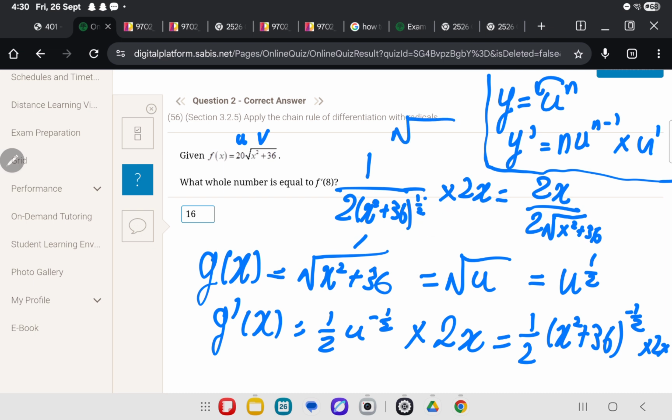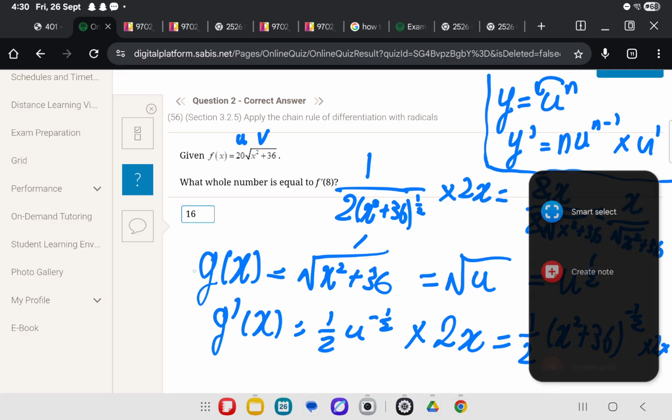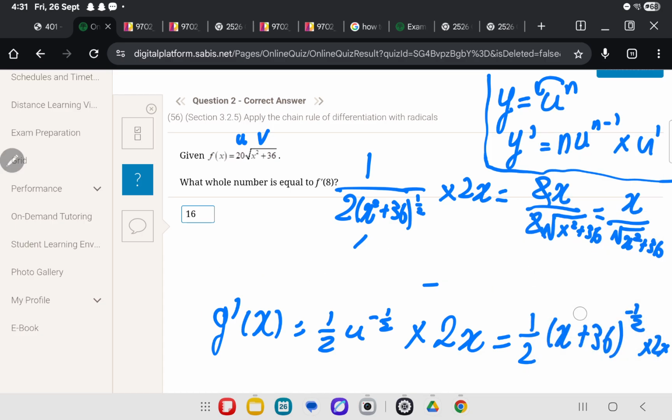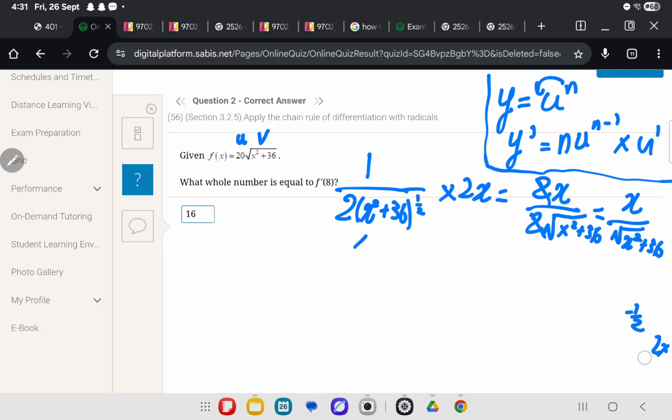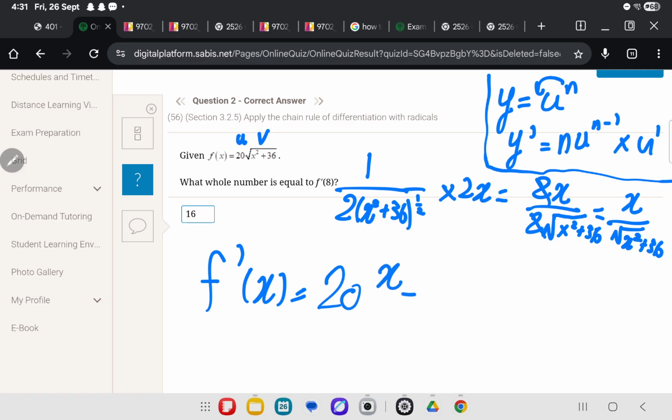The part raised on the inside is the radicand, and this is the index, so it's going to be index 2, but you never write the 2 here, you just leave it. So that's essentially why we did the radical. This and this will cancel. It's going to give me x over radical x squared plus 36. But we're not done, because we have to multiply it by the 20. So f prime of x is equal to 20 times x over radical x squared plus 36.